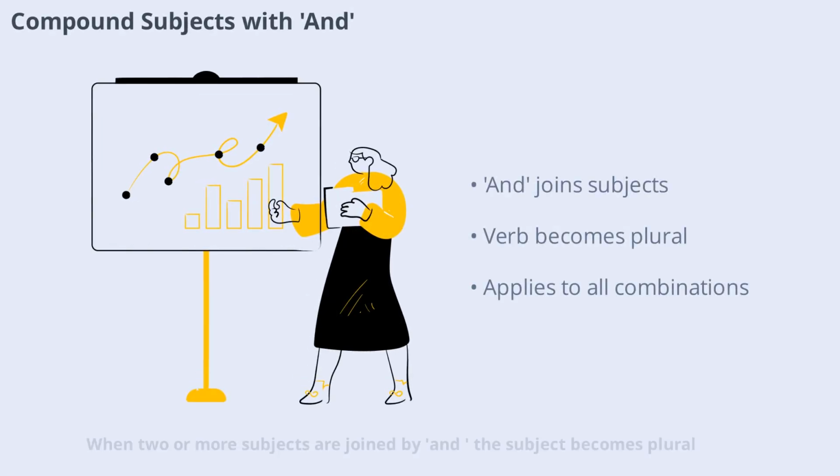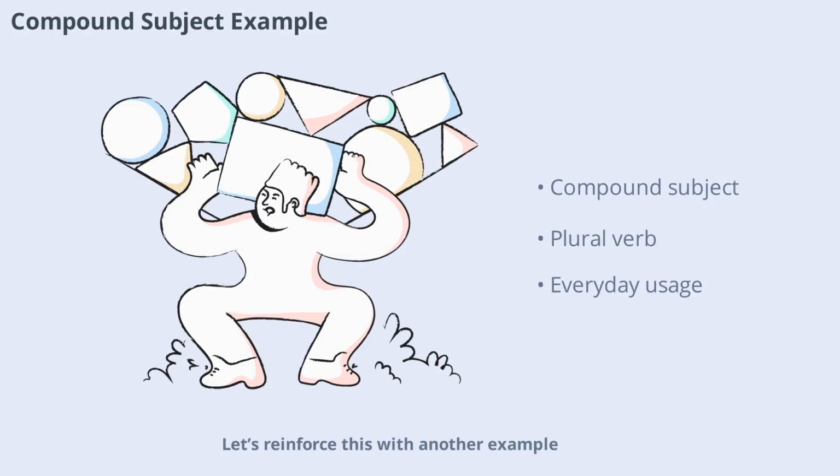When two or more subjects are joined by "and", the subject becomes plural and so does the verb. For example, the teacher and the student walk to school. Both teacher and student are combined, so we use the plural verb walk. This rule applies regardless of whether the subjects are both singular or a mix of singular and plural. Let's reinforce this with another example. My brother and my sister live in New York. Here, brother and sister are joined by "and", making the subject plural. Therefore, the verb live is also plural. This structure is common in everyday English.